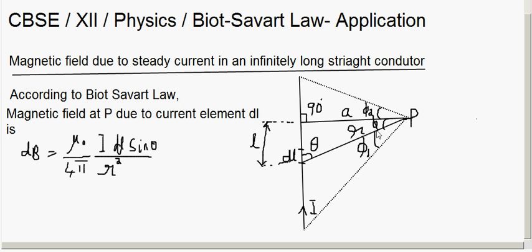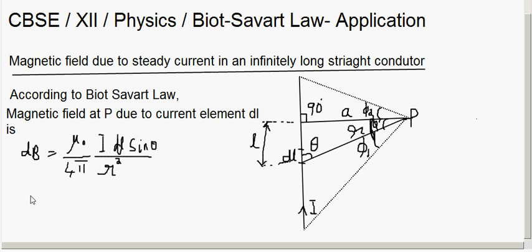Sorry, phi 1 should be the angle from this point. So from P, this is phi 1, this is phi 2. For that reason, we will write this equation in terms of phi. We replace whatever is possible, like r, dl, sin theta, everything in terms of phi.